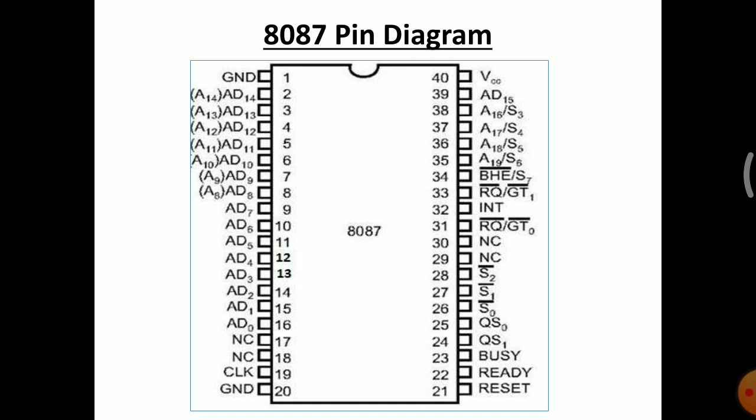On the left hand side, you can see pin number 19 is the clock pin, which gives the timing clock required for functioning of 8087. Two pins 17 and 18 are not connected for any purpose, so they are unused. Pin number 34, BHE bar oblique S7, bus high enable. When it is low, the high order address will be available on the high order address bus. That is the indication.